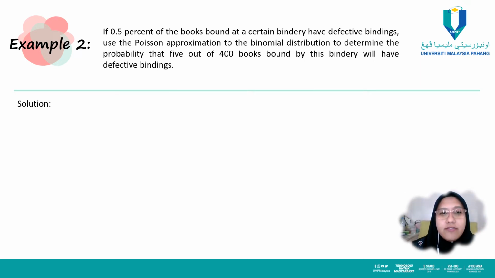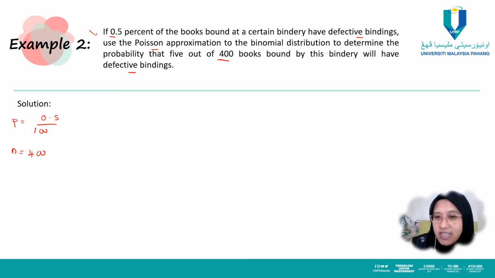Alright, now let's go to example number 2. If 0.5% of the books bound at a certain bindery have defective bindings, use the Poisson approximation to the binomial distribution to determine the probability that 5 out of 400 books bound by this bindery will have defective bindings. Firstly, let's list all the information that we have. P is equal to 0.5 over 100, because 0.5%. And then we also have the value for N, which is equal to 400.